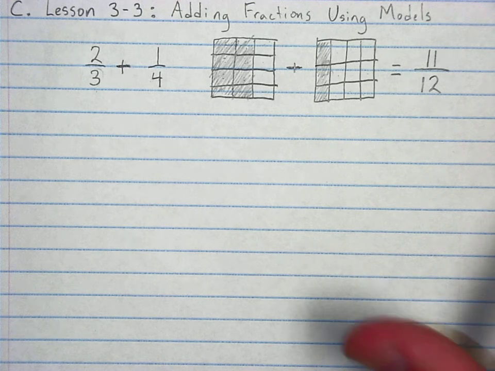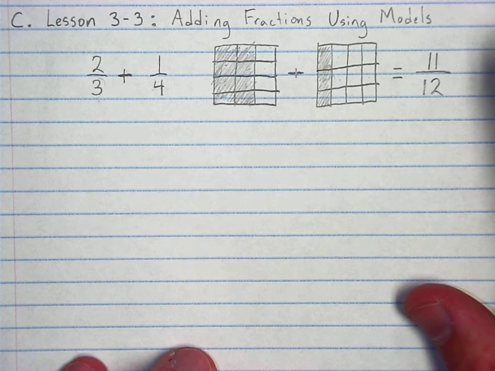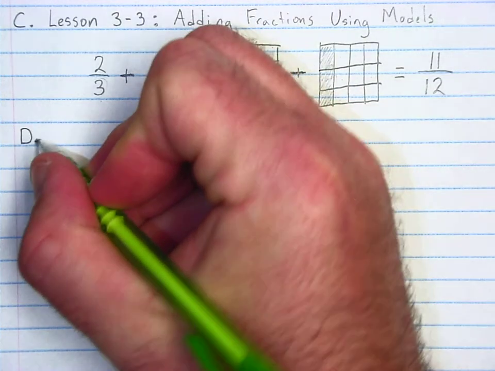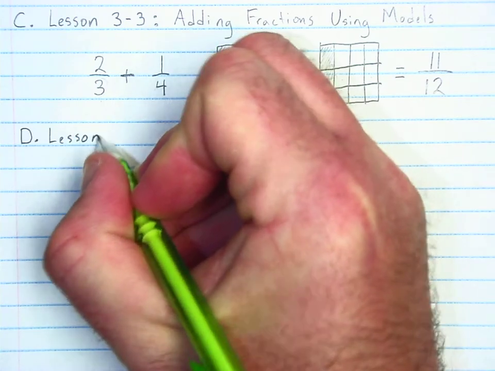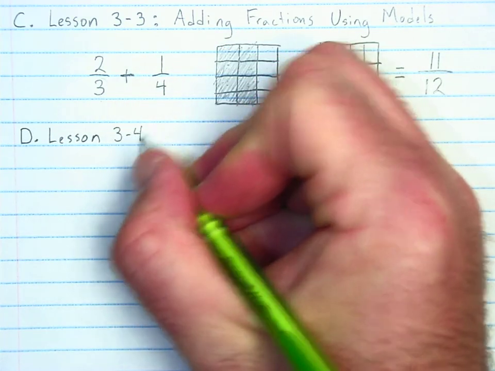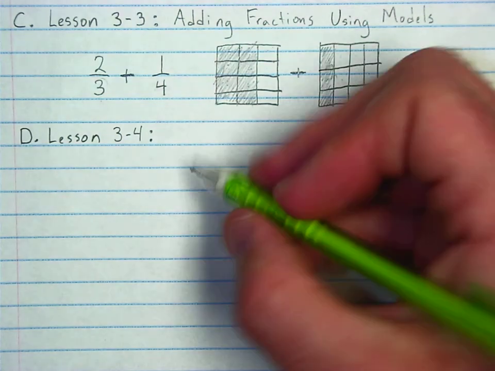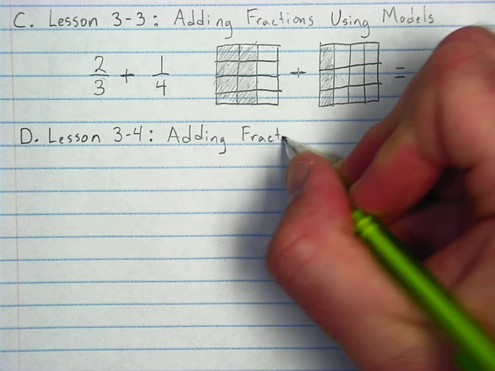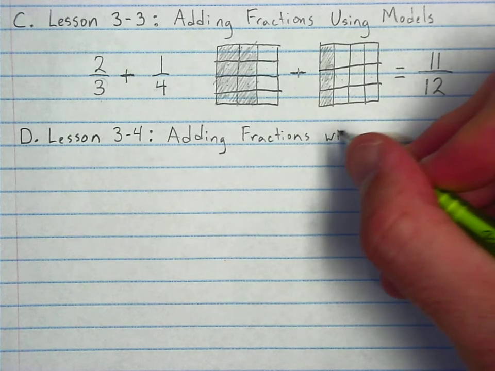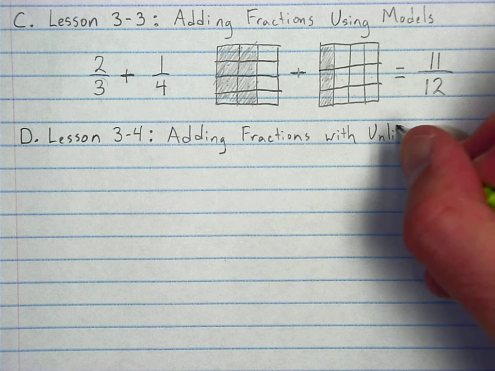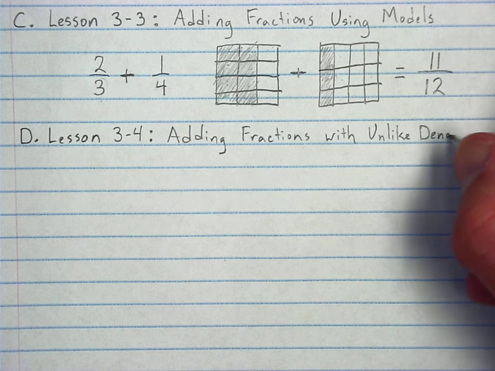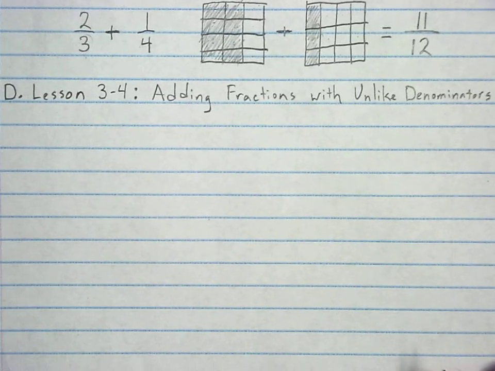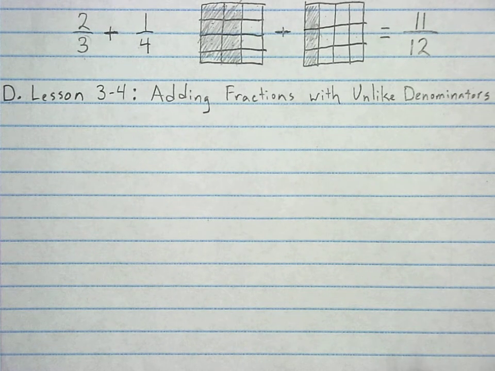Most of the time you are going to be doing this without the models. You're going to be doing what we practiced, finding a common denominator, all that. For lesson 3-4, we talked about that. Let's look at it now. Lesson 3-4, we talked about adding fractions with unlike denominators. Running out of space again. Some big words with fractions. Adding fractions with unlike denominators.